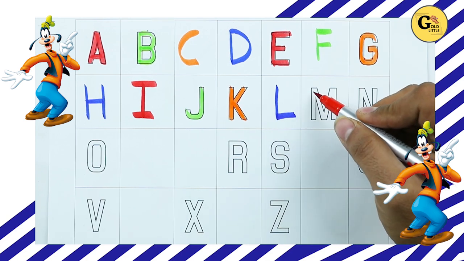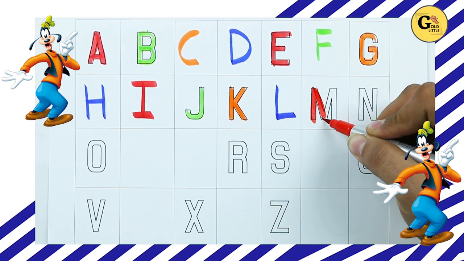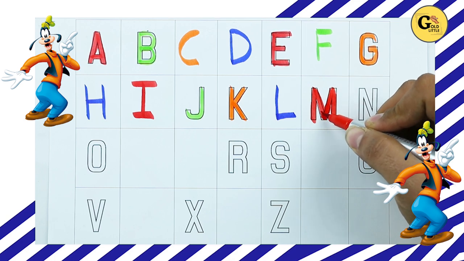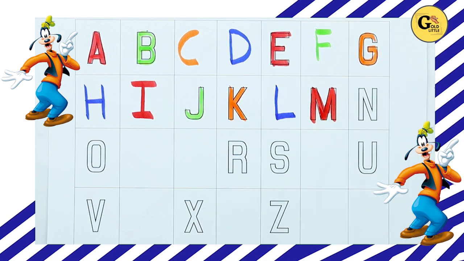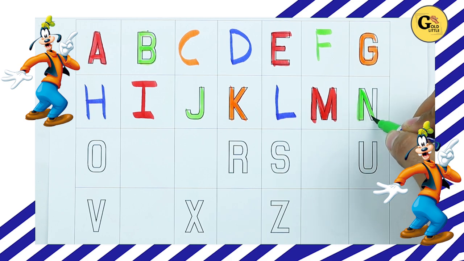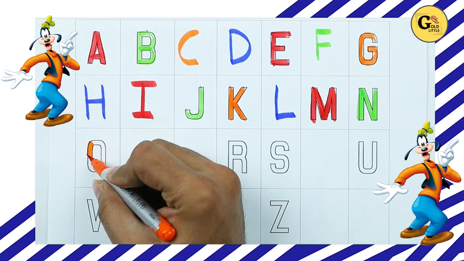What next? M. M for monkey. M with red color. What next? Tell me. Right. N. N for nest. N with green color. O.